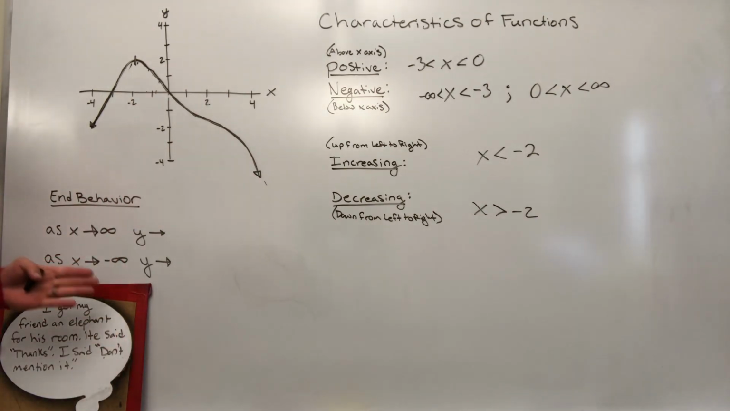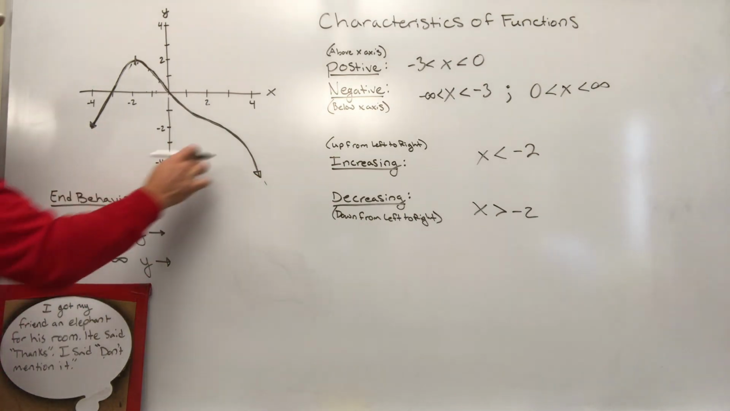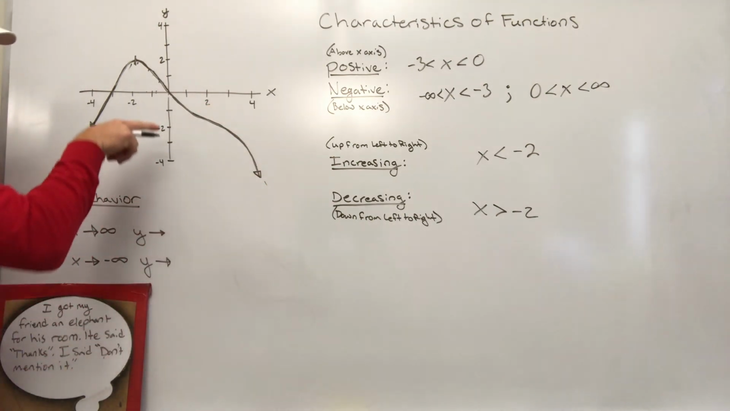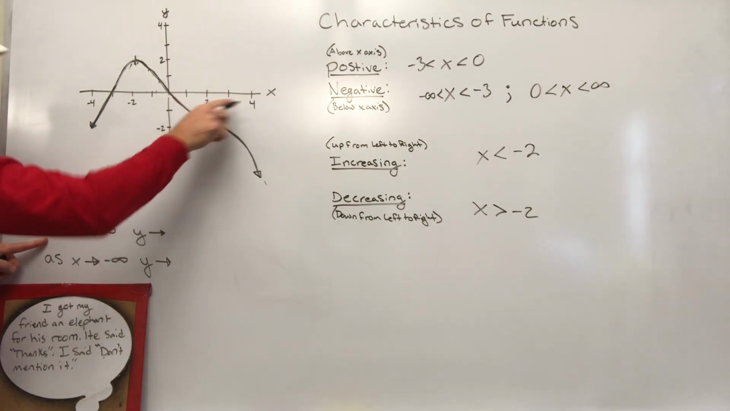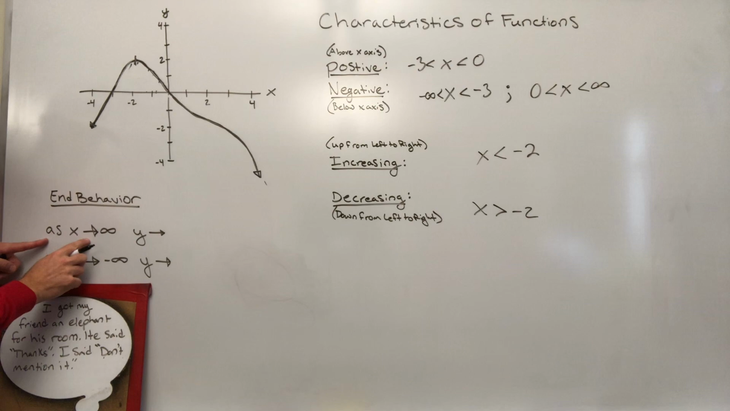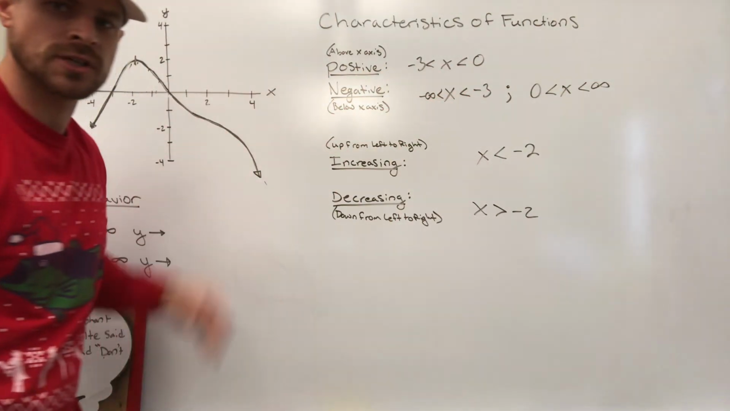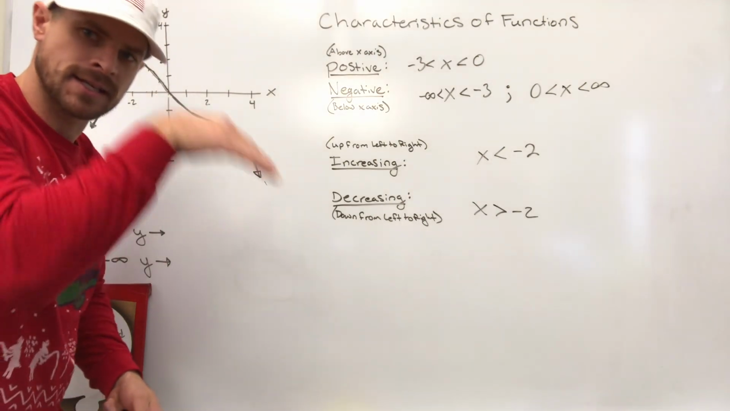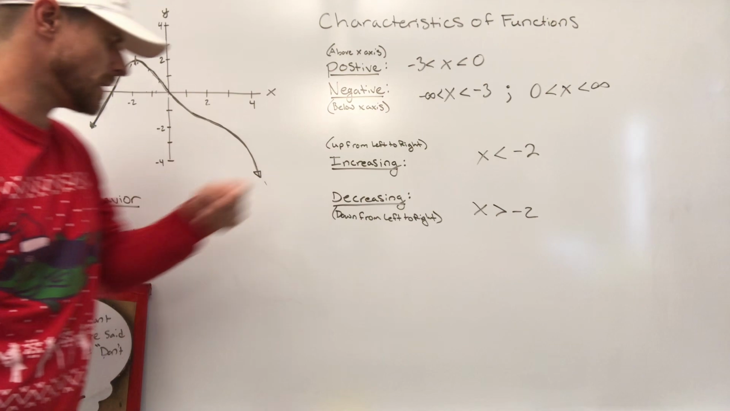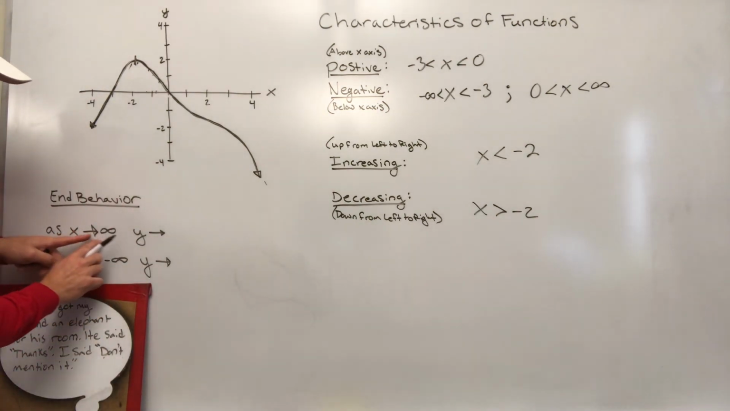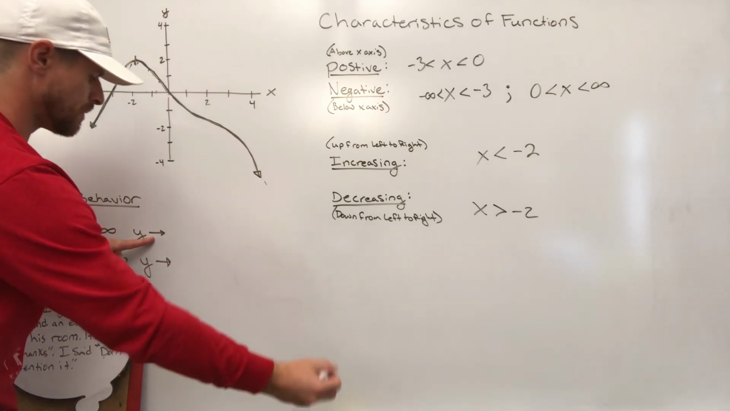Now, end behavior. What does end behavior have to do with? That has to do with this arrow and this arrow here at the end. As we make our way to the right, as x approaches infinity, so as I keep going right, what's the function going to keep doing? Down. It's going to keep diving down further and further. As x approaches infinity, y is going down, down, down, so it's going to approach negative infinity.